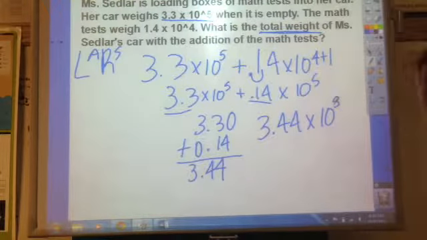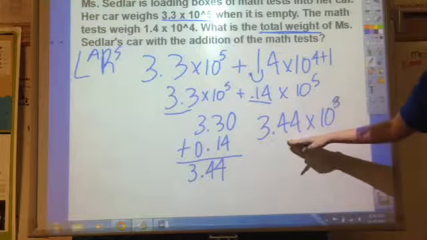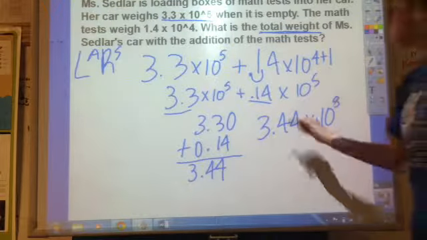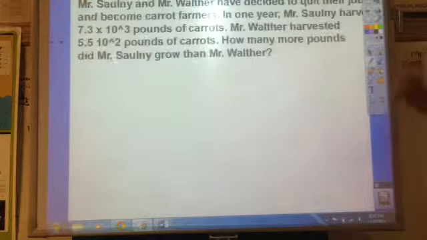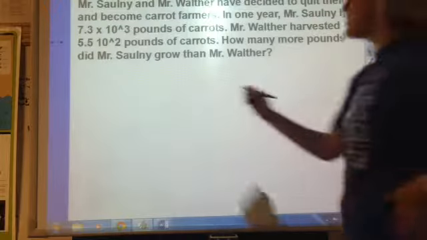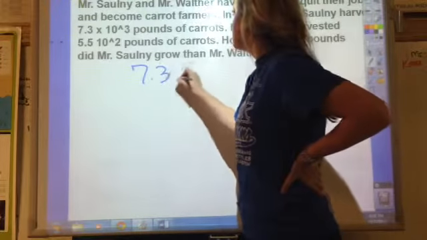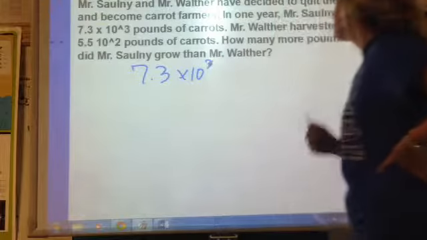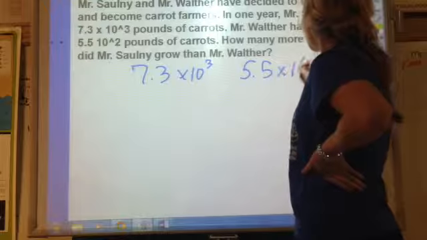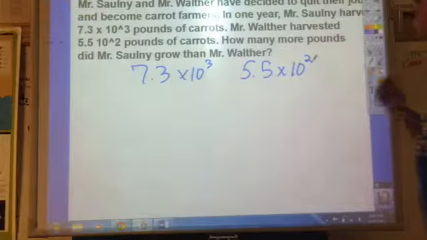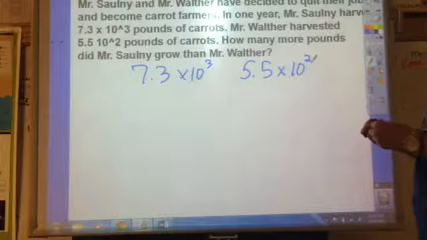Now, I'm going to double, triple check and see, is my coefficient between 1 and 10? Yes, it is. 3.4 is between 1 and 10. That's my final answer. Let's do another one. All right, Mr. Solney and Mr. Walther have decided to quit their jobs and become carrot farmers. Sounds like a nice life. In 1 year, Mr. Solney harvested 7.3 times 10 to the 3rd pounds of carrots. Mr. Walther harvested 5.5 times 10 to the 2nd pounds of carrots. How many more pounds did Mr. Solney grow than Mr. Walther?